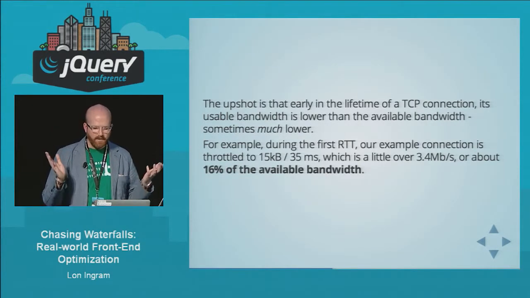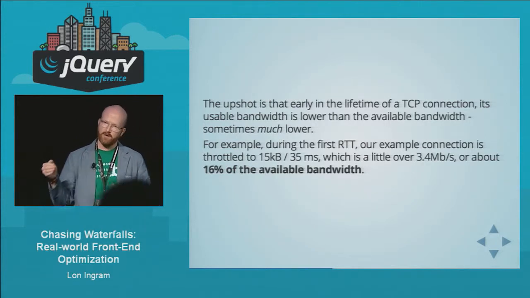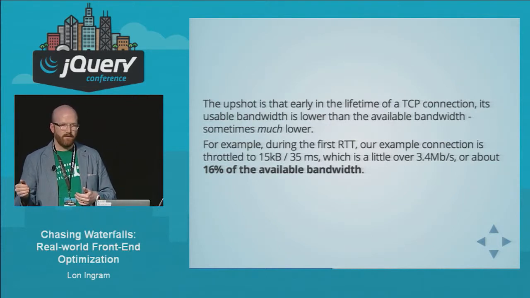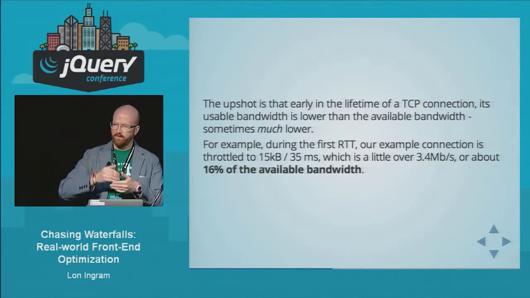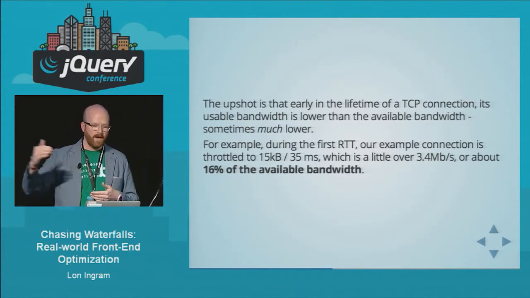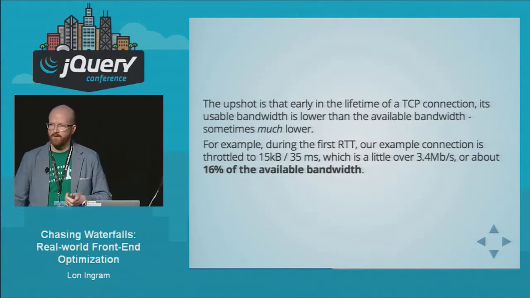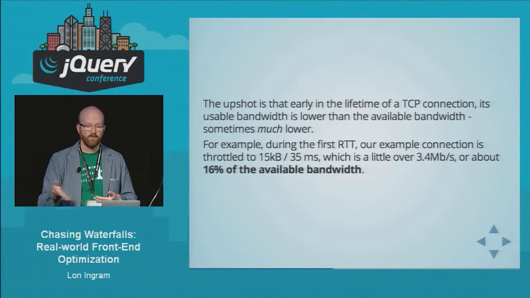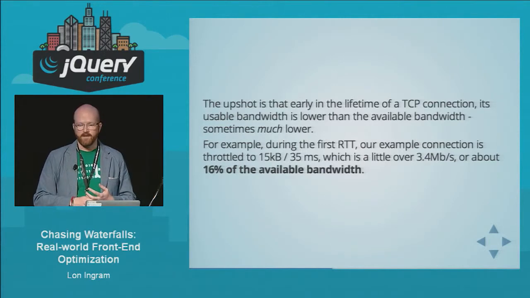So what does this mean? Why am I telling you about all this? Here's what I'm trying to tell you: during your first RTT, your bandwidth is artificially constrained. You could have a gigabit connection, but during the first RTT, you're only going to get 3.4 megabits per second. The way I come to this number is you're sending 15 kilobytes, that's the most you will send during that first RTT, and RTT in this case is 35 milliseconds. You divide that out, you get 3.4 megabits per second, which is about 16% of the available bandwidth for my example.